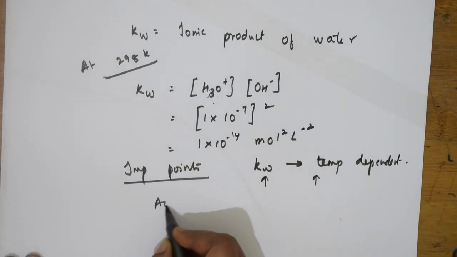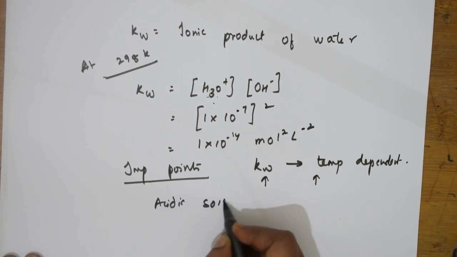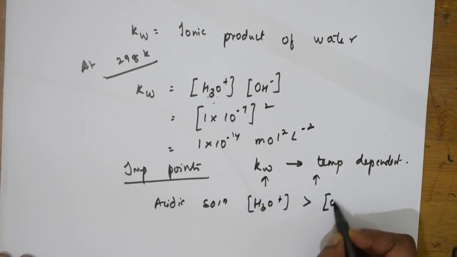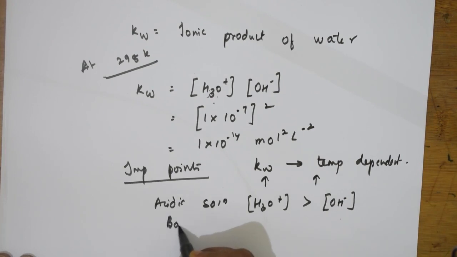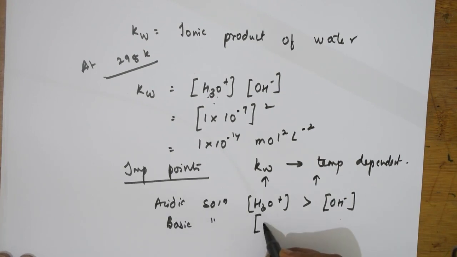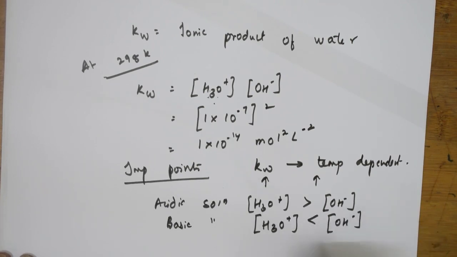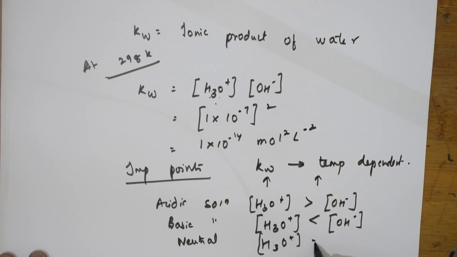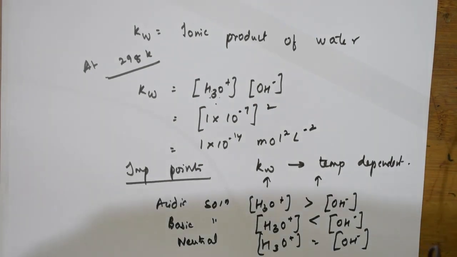So what did it say? For acidic solutions, in terms of ionic product, H3O plus will be greater than OH minus. For basic solutions, H3O plus will be less than OH minus. For neutral solutions, H3O plus is equal to OH minus. This is the concept, isn't it? That is your ionic product of water. Very simple concept, isn't it?